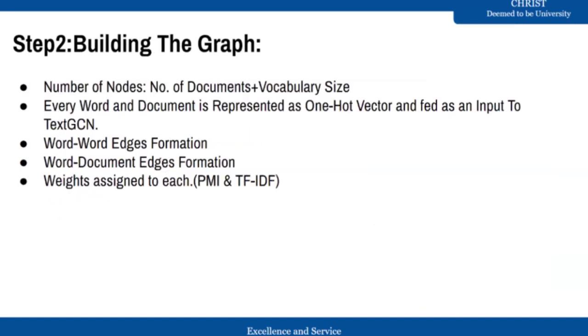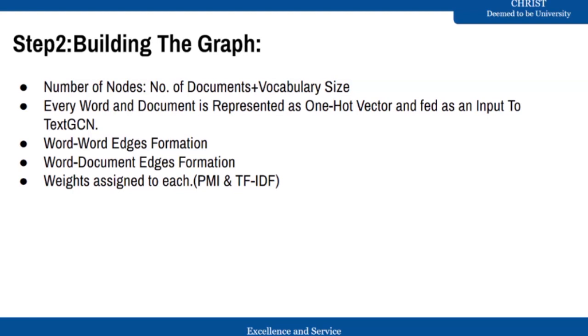Next, the building of the graph. A heterogeneous graph was built, which contains word nodes and document nodes. Every node is represented as a one-hot vector as input to the Text GCN. The edges among the nodes are based on word occurrence in the documents and word co-occurrence in the whole corpus as well.